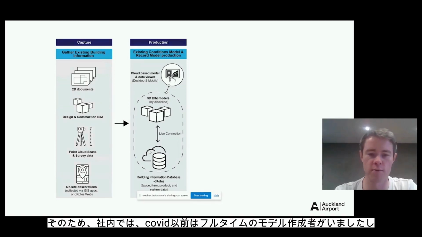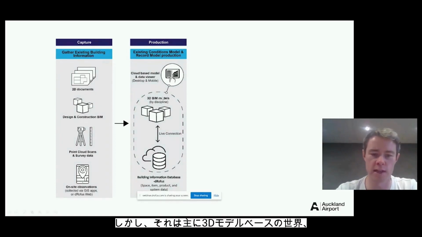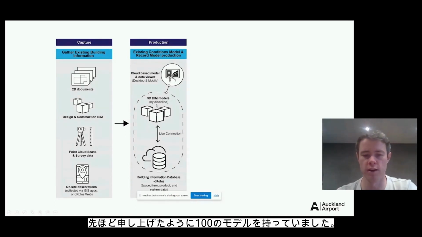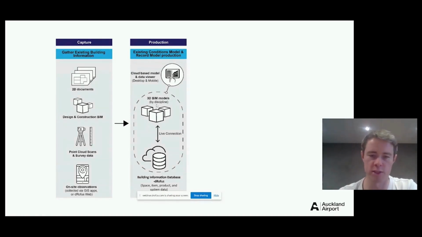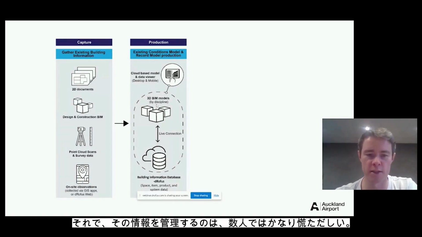So internally, prior to COVID, we had a full-time modeler, and we also used external resources to help with modeling. But it was largely a 3D model-based world or file-based world where we had, as I said, 100 models, plus a whole lot of other buildings, and they were all models themselves broken into disciplines. And so to manage that information is quite hectic with few people.